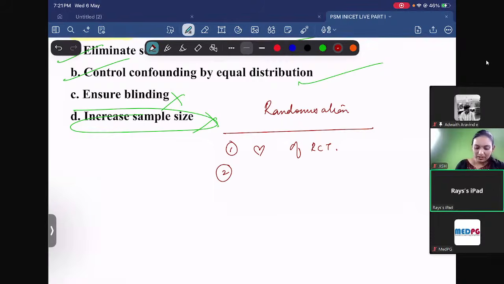So randomization helps to actually eliminate selection bias because the investigator is not going to sit and select and say, okay, this guy is going to the control group, this guy is going to the intervention group. No, it is randomization that is doing the work. So it eliminates selection bias.